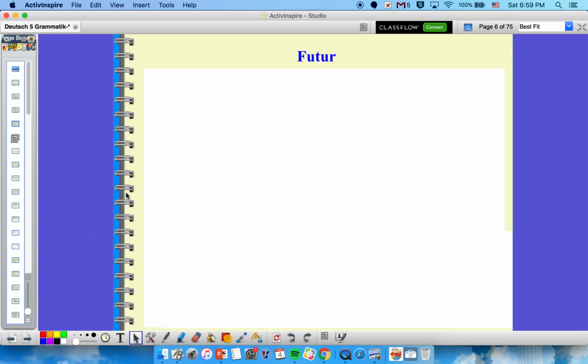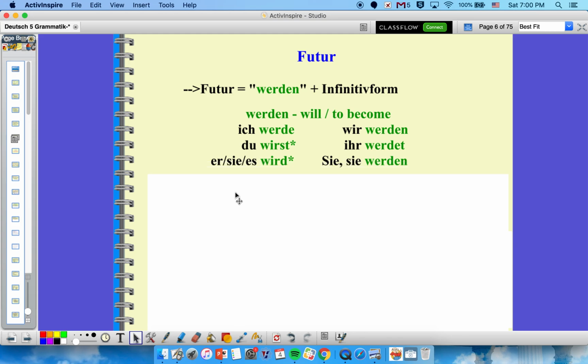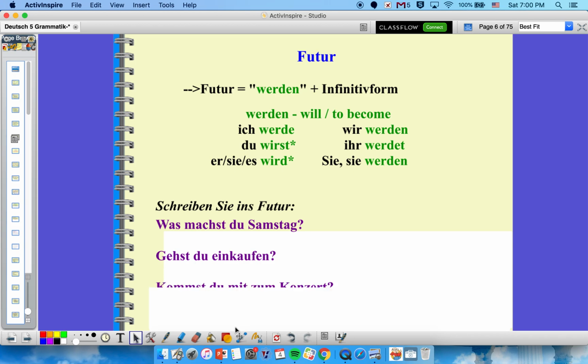Now this is, to me, the easiest tense to teach because really it has a very simple formula. Future tense, you just use werden as your conjugated verb for will, and then you put an infinitive form at the end of the clause. So werden does have a stem change and it's a little irregular. That's the one thing to watch out for. But after you have that, everything else is pretty easy. So let's try these out real quick.